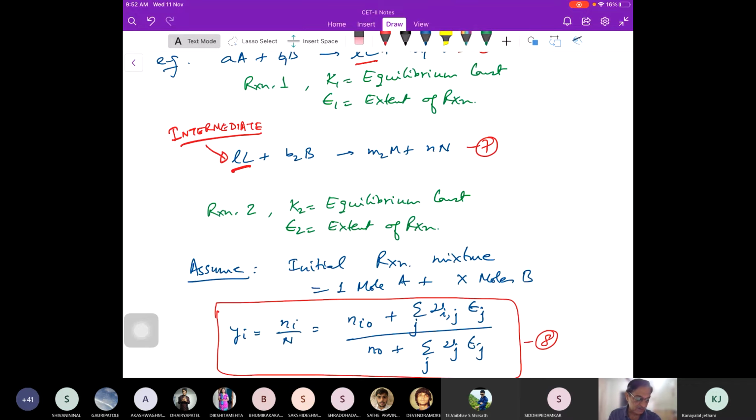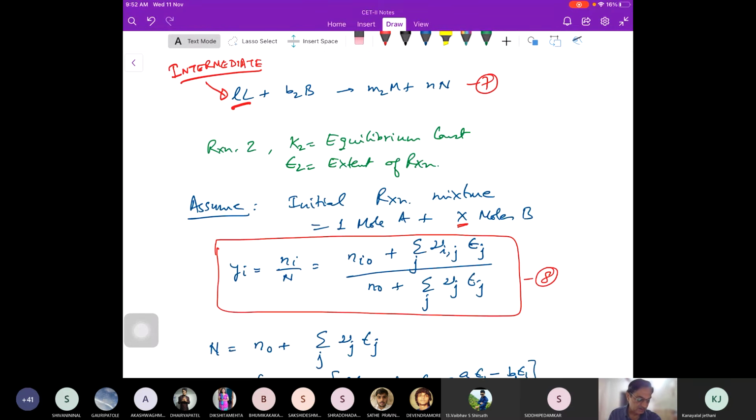And we assume that the initial mixture is 1 mole of A plus x moles of B. So there is some ratio. It could be 1, it could be 2, it could be anything, it doesn't matter. It is a general equation. What you get is that y_i, our general equation, we have seen this: y_i is n_i upon total moles, which is equal to n_i0 plus summation over j nu_ij epsilon_j upon n_0 plus summation over j nu_j epsilon_j. We derived this equation for multiple reactions at the beginning of our unit 5. Any questions or doubts so far?